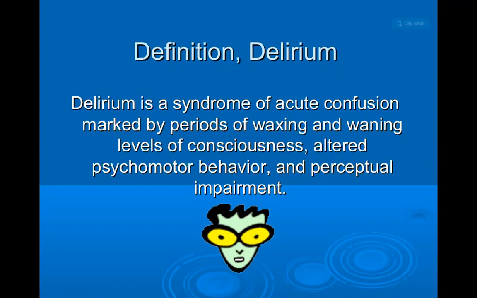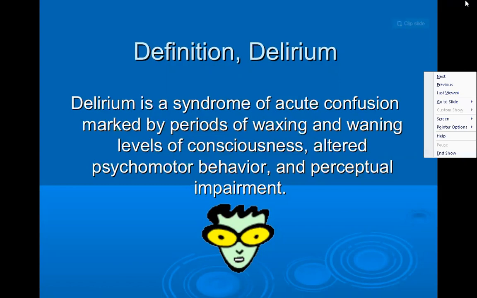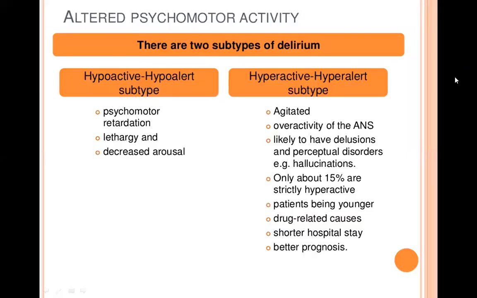Sometimes in central nervous system disorders the person does not have a behavioral problem, but in this disease the person basically has psychomotor behavioral problems and perceptual impairment. Then what is altered psychomotor activity? In altered psychomotor activity, there are two types of delirium. First is the hypoactive hypoalert subtype, and second is the hyperactive hyperalert subtype.